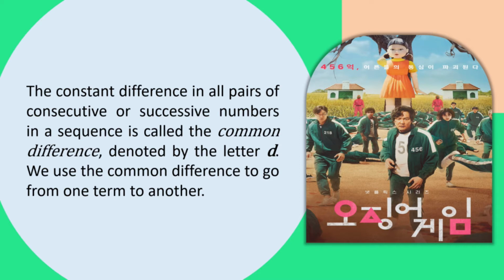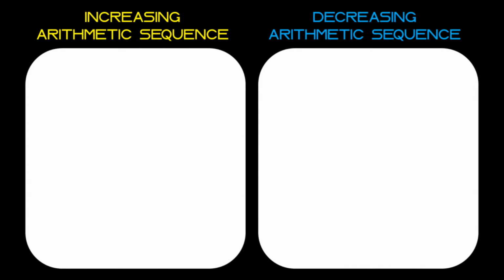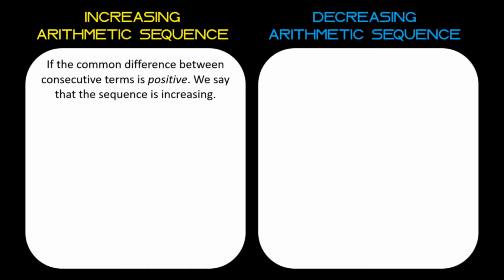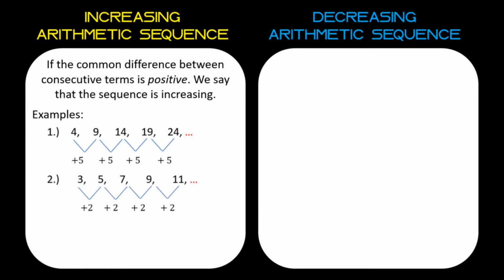We have two examples of arithmetic sequence, and these are increasing arithmetic sequence and decreasing arithmetic sequence. If the common difference between consecutive terms is positive, we say that the sequence is increasing. Let's have an example. From the sequence of 4, 9, 14, 19, and 24, we have the common difference of positive 5. Another, from the sequence of 3, 5, 7, 9, and 11, the common difference here is positive 2.